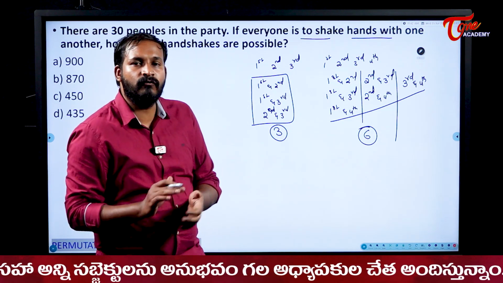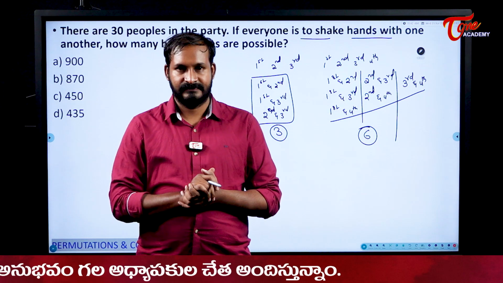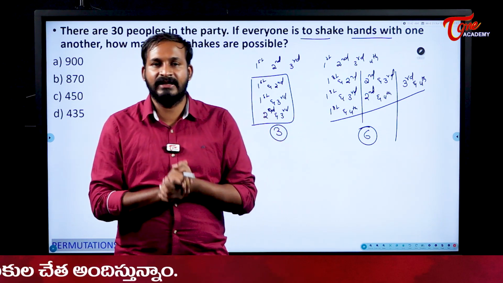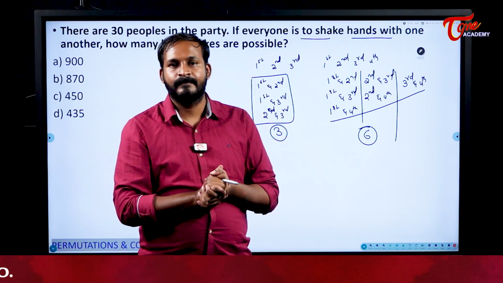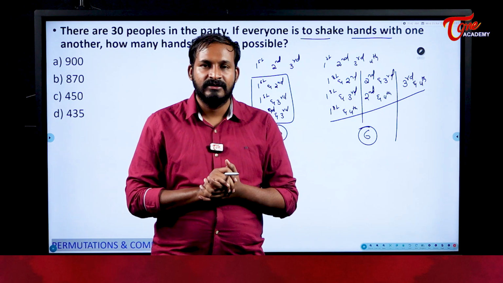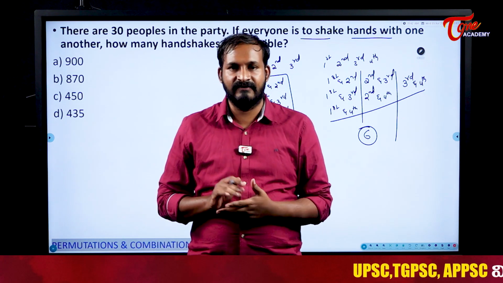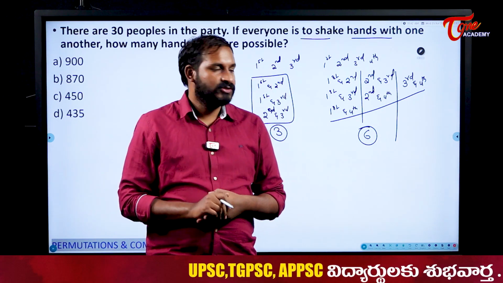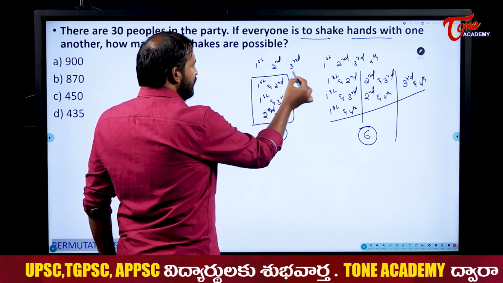Now see here, to give one handshake, assume that shaking hand is an event. For this one event, one handshake, how many persons are required? 2 persons are required, right? To happen this event, a shaking hand event, 2 persons are required. So out of the total available, how many? 3 in this case.